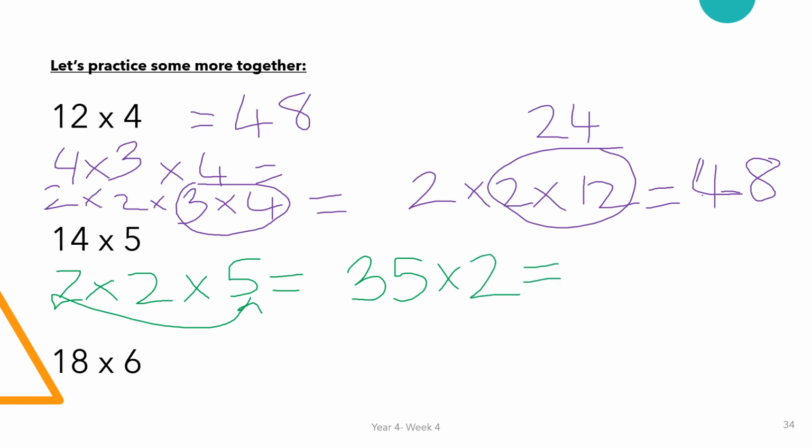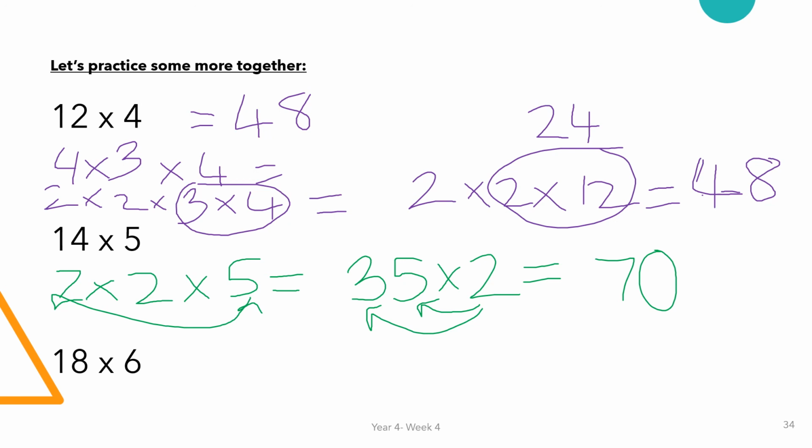So 35 times 2 is now just a double question. And we know 2 times the 3 in the tens column is 60. 2 multiplied by the 5 is 10. 60 plus the 10 is 70. So there we go. 14 multiplied by 5 is 70. By using our knowledge of factors, we've now been able to make the question a lot easier and not used the formal algorithm. Our next question, 18 multiplied by 6.